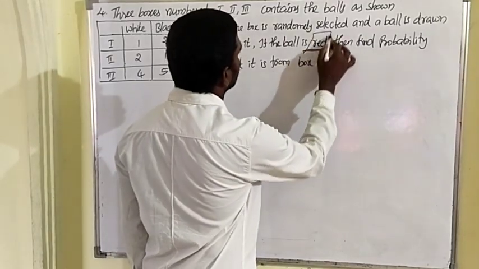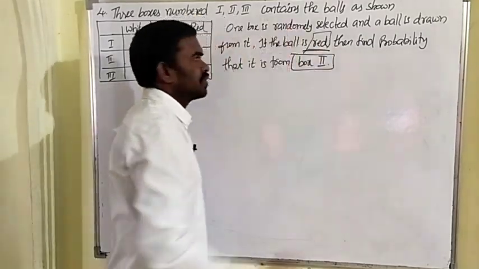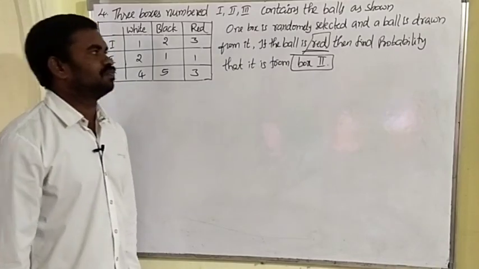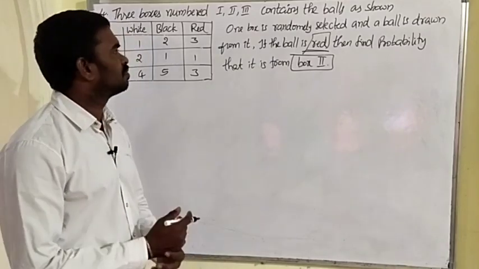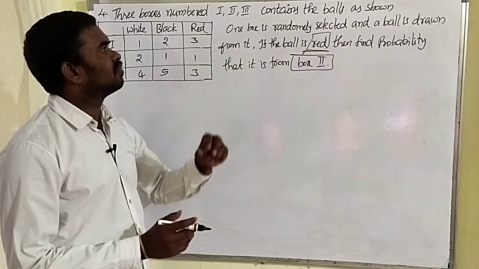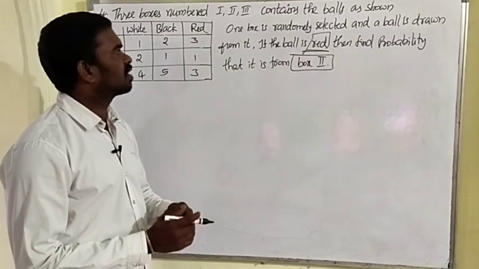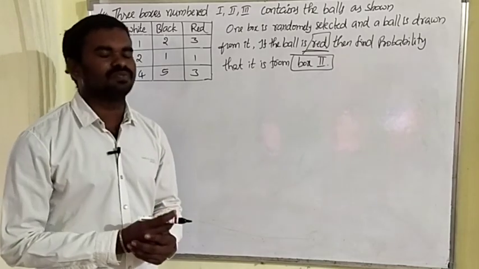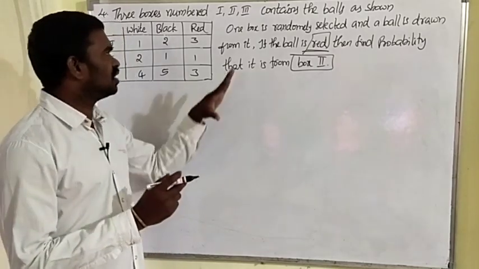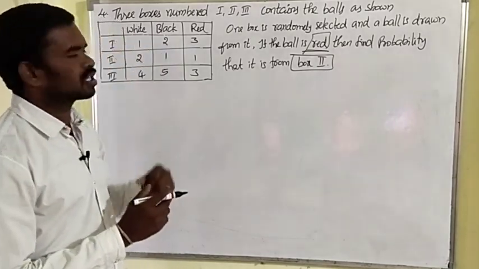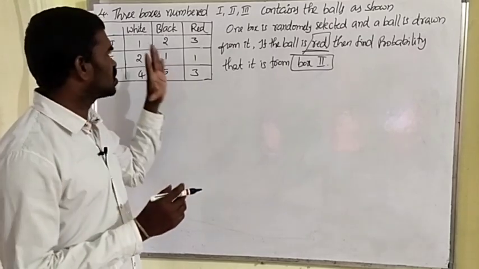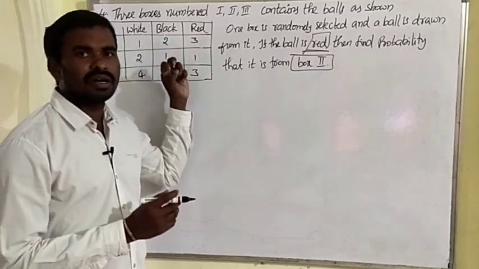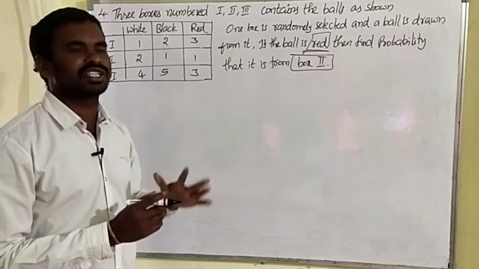Red ball. What is the box? Box B2. Okay, box B2. So this is the question: one box is randomly selected, from it the ball is red, find the probability that it is from box 2. So okay, first leave the question. What is the given box? Very simple. First write the given box as it is in the answer sheet.